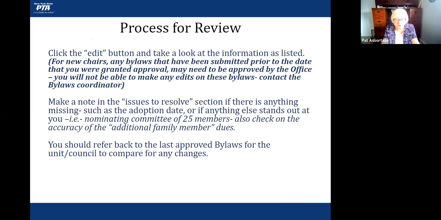Make a note in the issues to resolve section if there is anything missing, such as the adoption date, or if anything else stands out at you, something like they have a nominating committee of 25 members. Also check on the accuracy of the additional family member dues. Many times units will put in a high number in the additional family member dues because they are trying to set up a family membership.